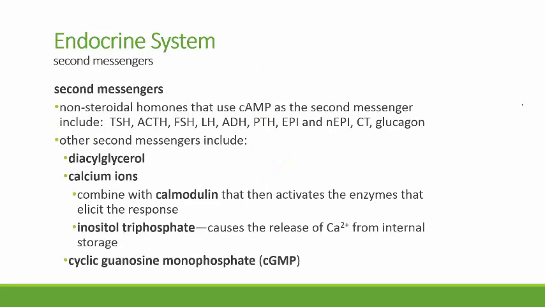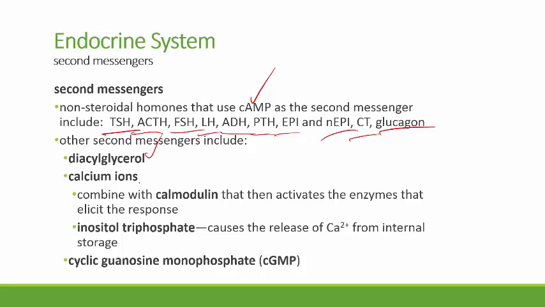Okay, so what are some other second messengers that we may find inside cells? Well, lots of non-steroid hormones use cAMP, including, and this list is not exhaustive, thyroid stimulating hormone, adrenocorticotropic hormone, follicle stimulating hormone, luteinizing hormone, antidiuretic hormone, parathyroid hormone, epinephrine, norepinephrine, calcitonin, and even glucagon. So lots of different hormones use cAMP as a second messenger. And that's why that's the one that we focus on in this chapter, because it is probably the most common second messenger.